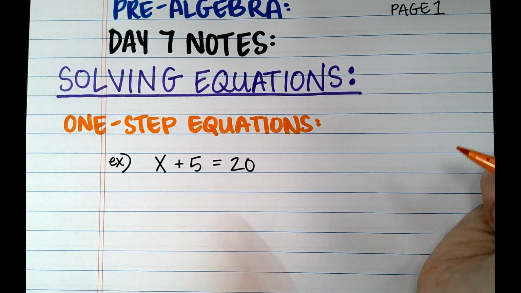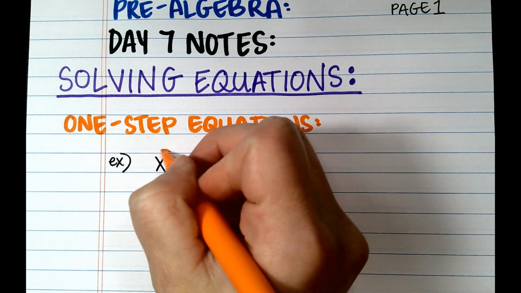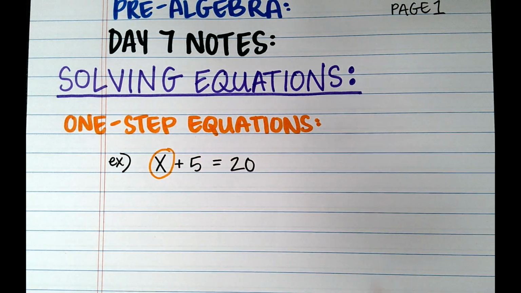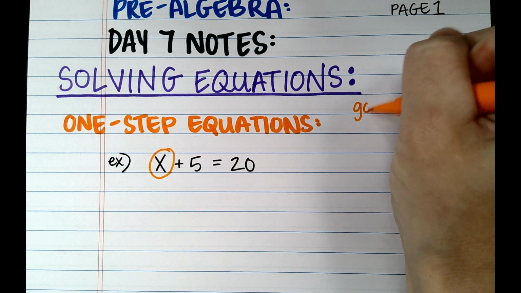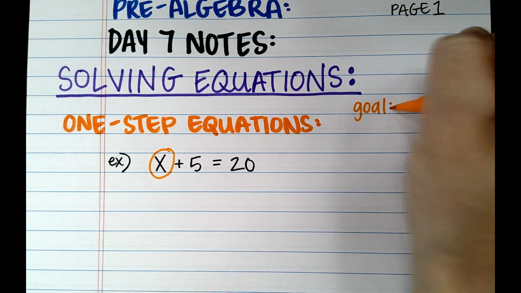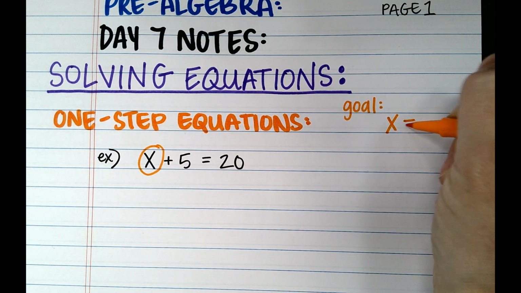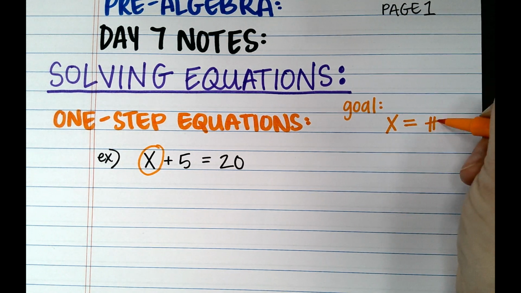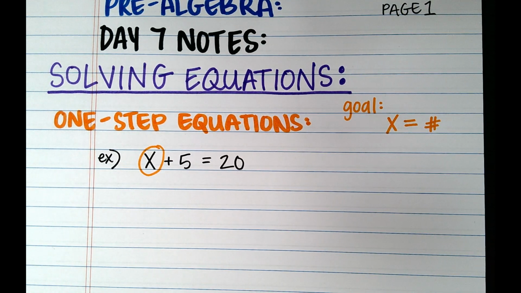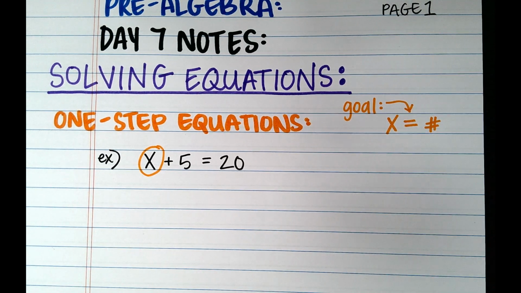If our goal is to get x by itself, here, I'm going to write this to the side. Our goal is to get x equals a number. We want to rearrange the equation until we have x equals a number. So we gotta find out what that x is.